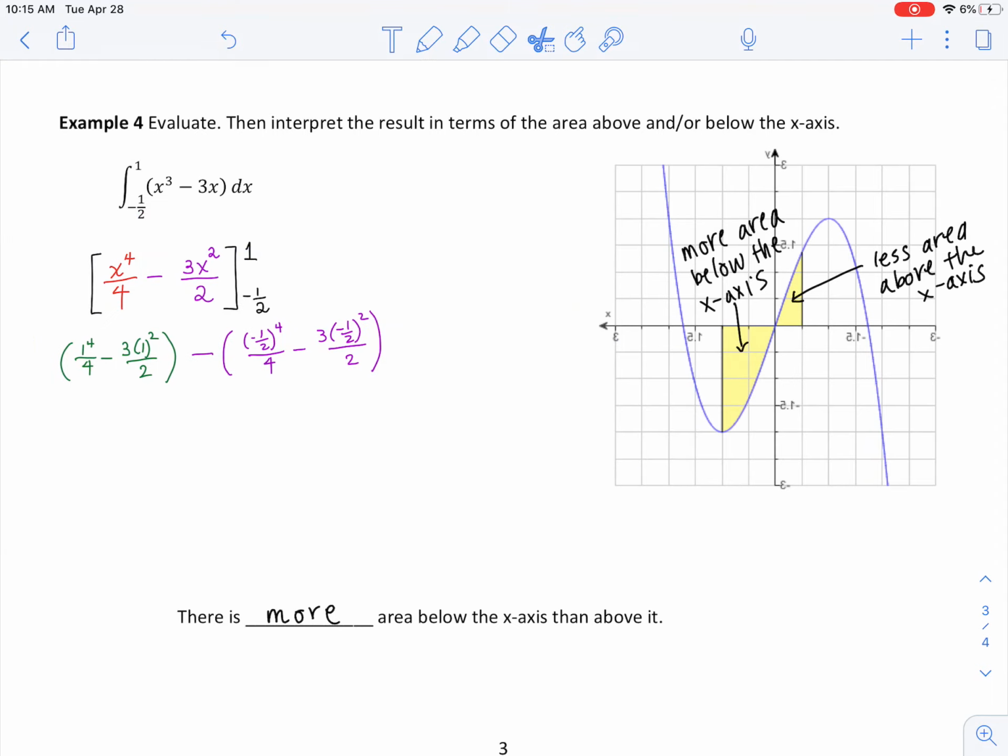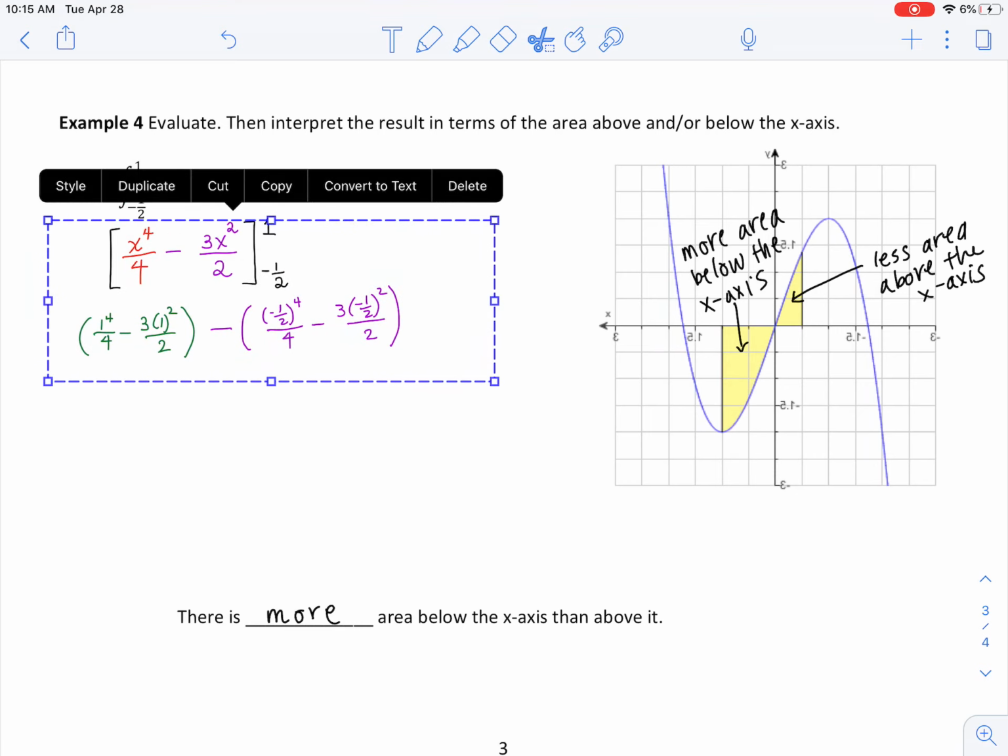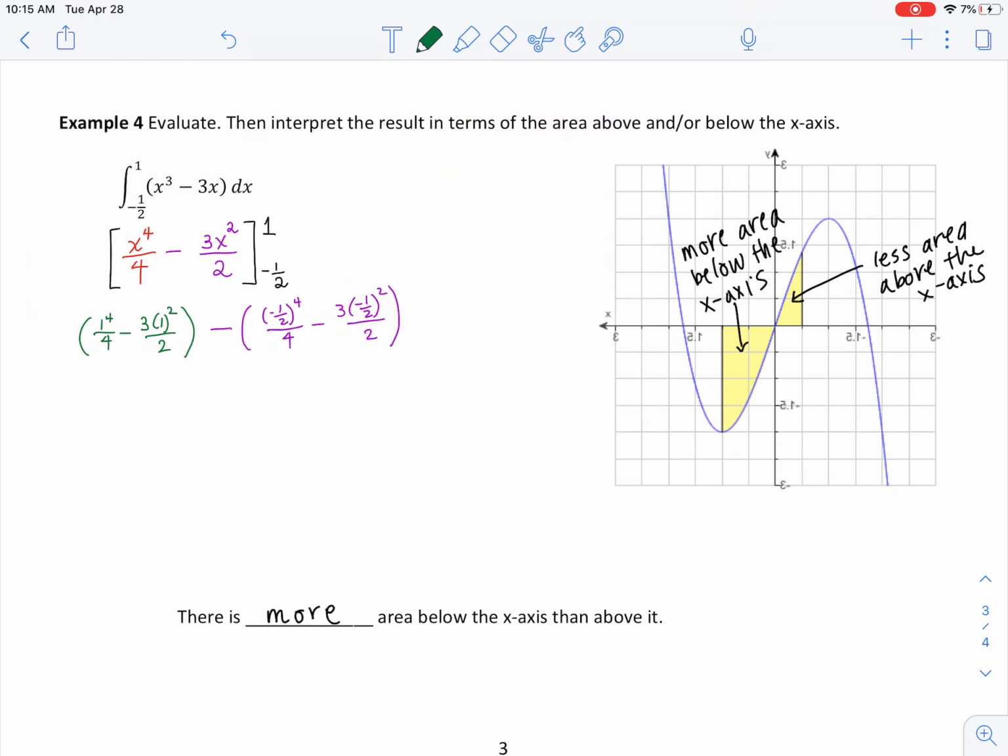So let's go ahead and evaluate this fraction subtraction. Let me do the first green ones. This will simply be 1 over 4 minus, because 1 squared is just 1, 3/2, right? But let me rewrite this 3/2 as 6 over 4 so that I can match the denominator with the first one so that I can subtract, okay?